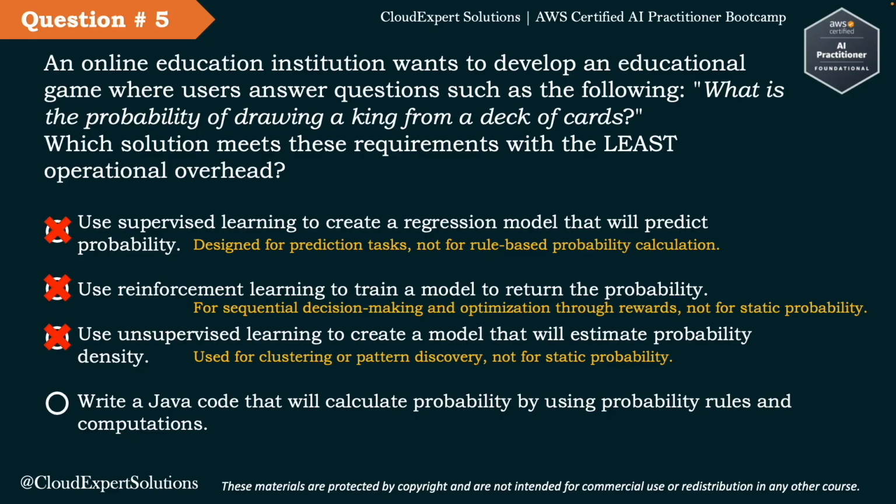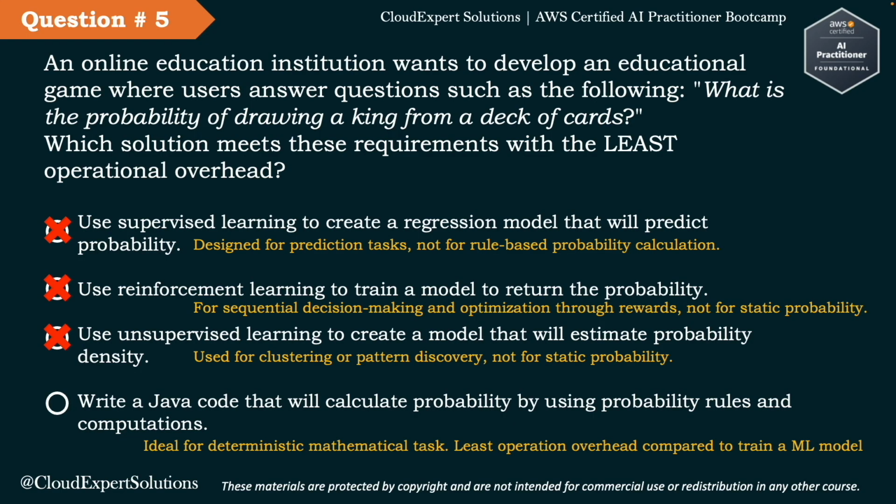The final option, write a Java code that will calculate probability by using probability rules and computation. Calculating probabilities like drawing a king from a deck of cards is a deterministic mathematical task. Writing a simple program is the least possible option and probability calculation is a machine learning anti-pattern. Whenever you see some questions in the certification, feel free to choose anything which is written a Java code, C++ code or the option with no machine learning involved. This makes option number 4 the right option.